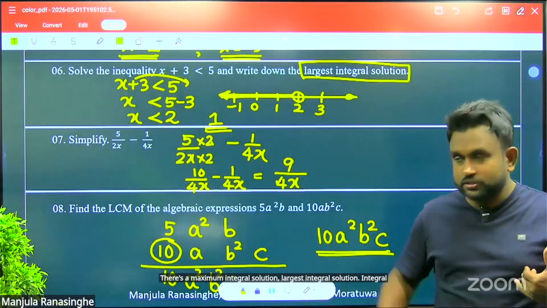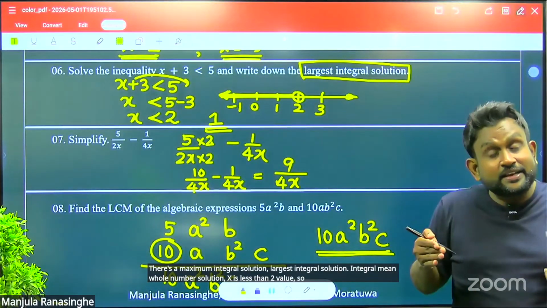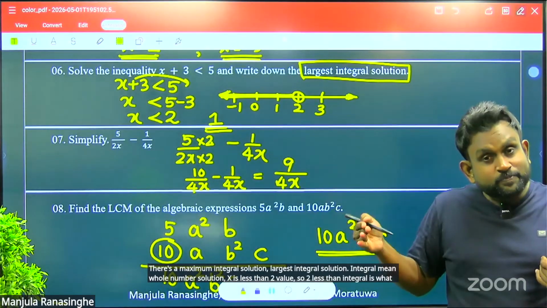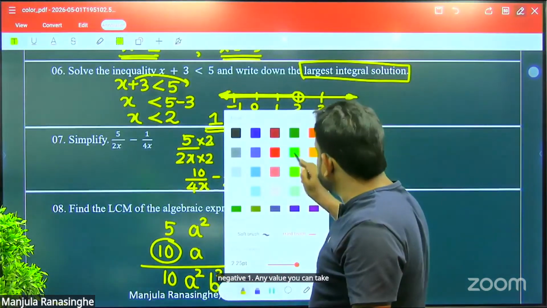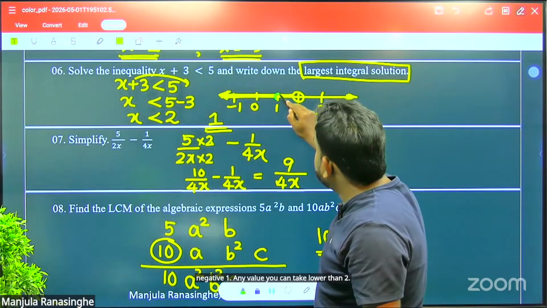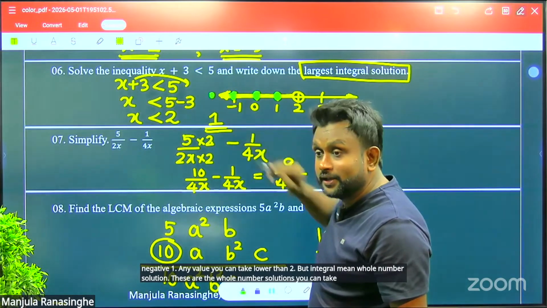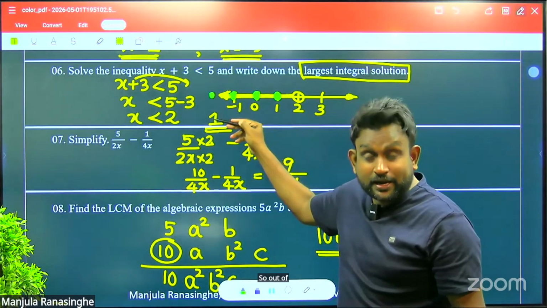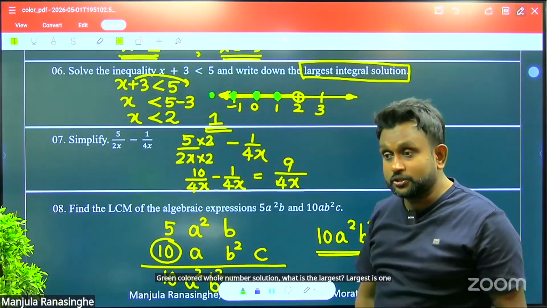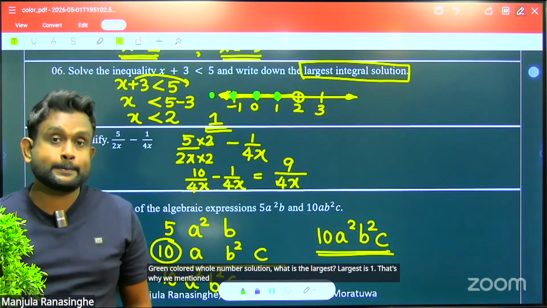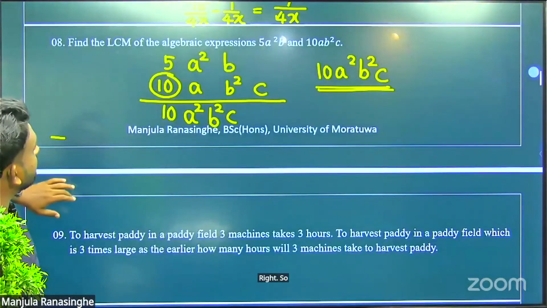Integral means whole number solution. Then x is a less than 2 value. So less than 2, what integrals are we meeting? 1, 0, negative 1. Any value you can take lower than 2. But integral means whole number solution. These are the whole number solutions you can take. So out of these whole number solutions, what is the largest? Largest is 1. That's why we mentioned 1. Right. So we completed the 8th question as well.